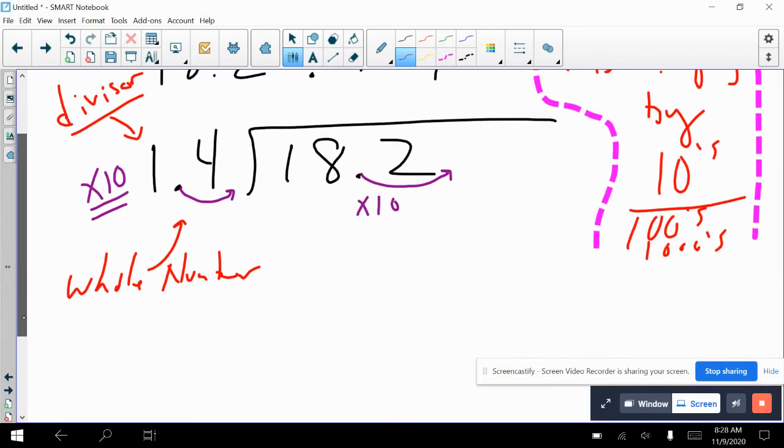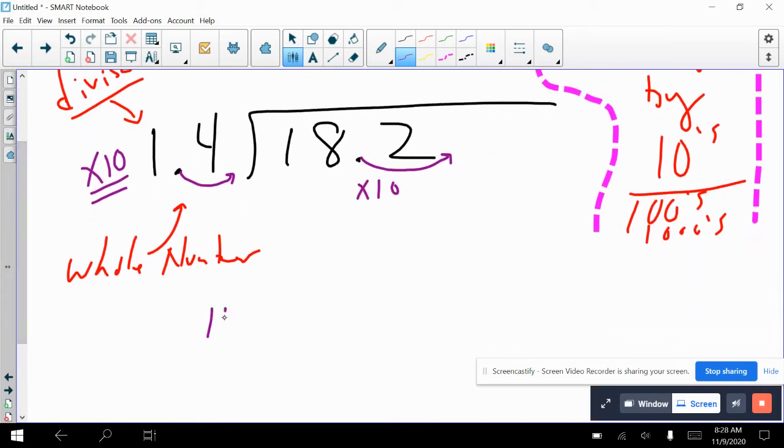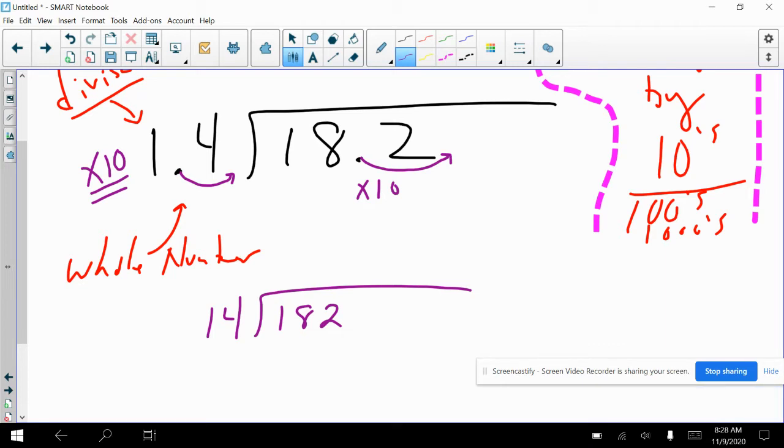So our new problem is 14 divided by 182. What do you think the most common mistake here is? What do we need at the end of the 2? We need the decimal point, because it has moved between the 8 and the 2, we've got to put it at the end now.